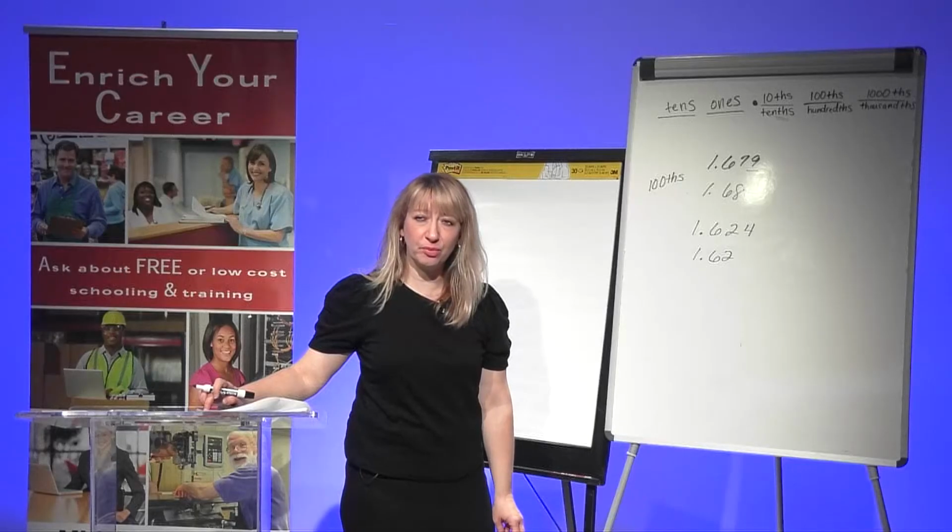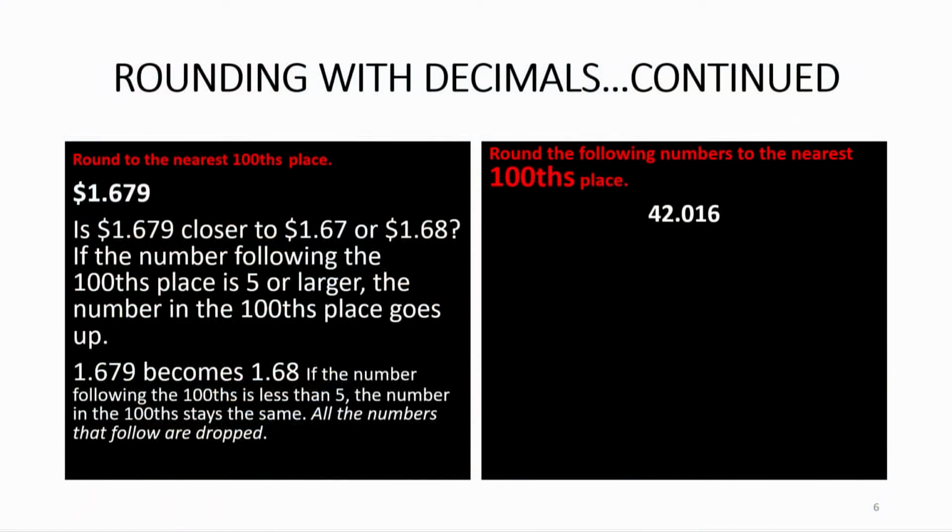So then here you have more practice rounding to the nearest hundredth. 42.016 becomes 42.02. That 6 after the 1 changes it to 0.02. 75.679, that 9 after the 7 will change the 7 to an 8. 10.012 becomes 10.01.